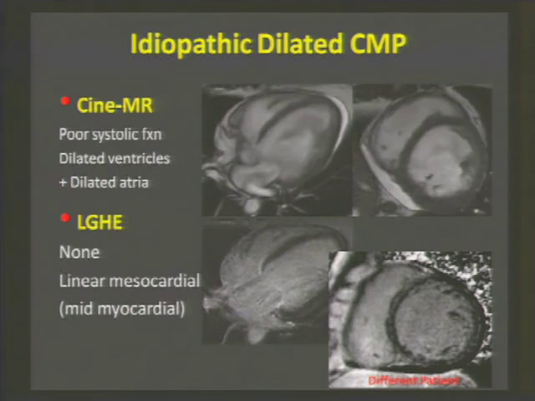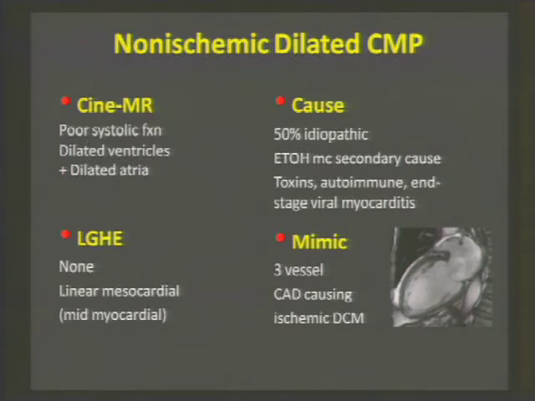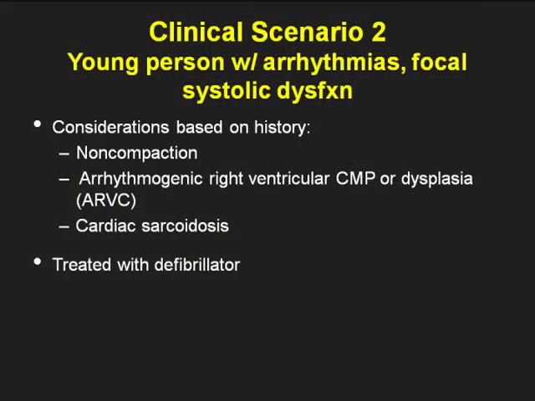In idiopathic cardiomyopathy, you could have either no delayed enhancement or, like the image towards the right, mid-myocardial linear delayed enhancement because of the fibrosis that they undergo. In these cases, the myocardium is never thickened. The cause for non-ischemic dilated cardiomyopathy is usually not identified; 50% are idiopathic, and alcohol is the most common secondary cause. Three-vessel coronary artery disease has to be excluded because from a functional point of view, it mimics that. However, the coronary cath and the scintigraphic studies are always going to be abnormal.